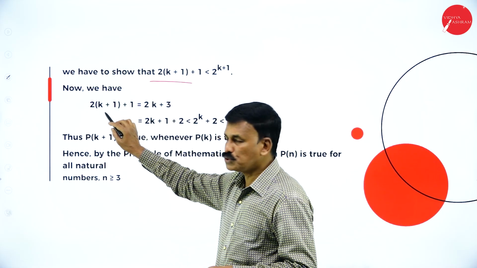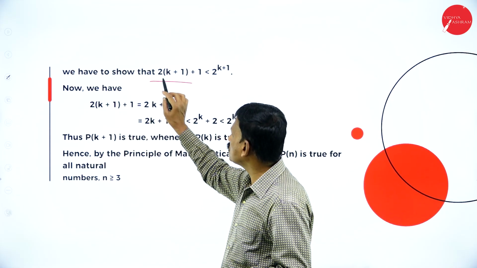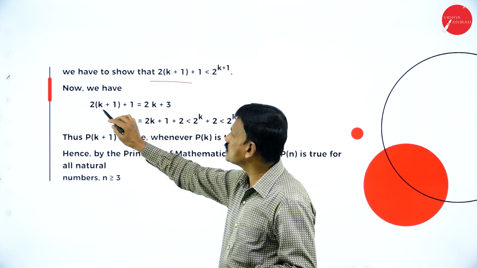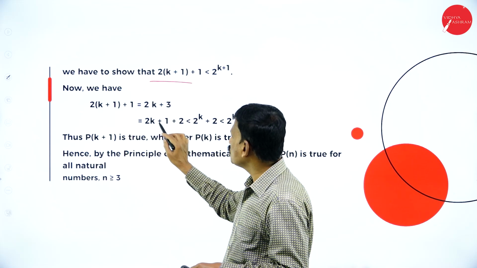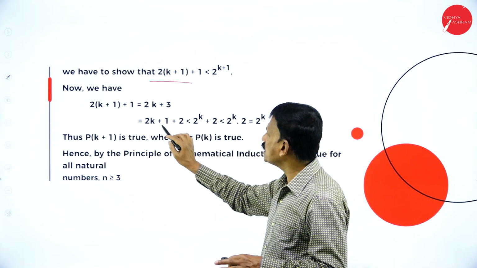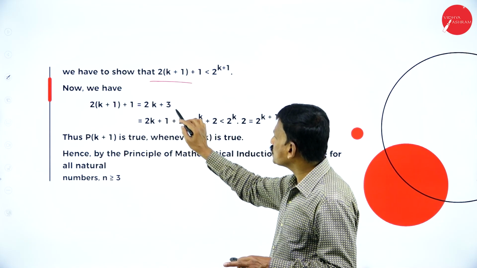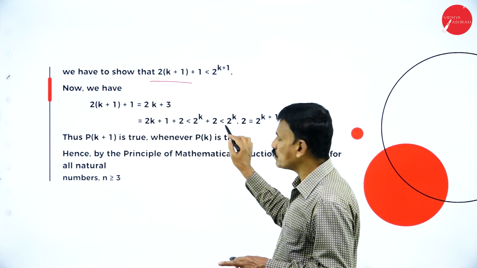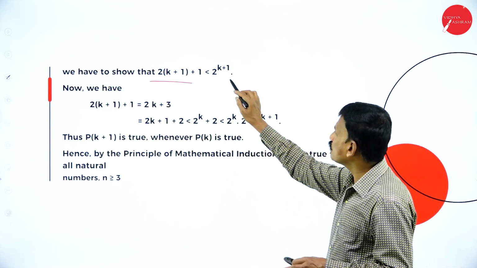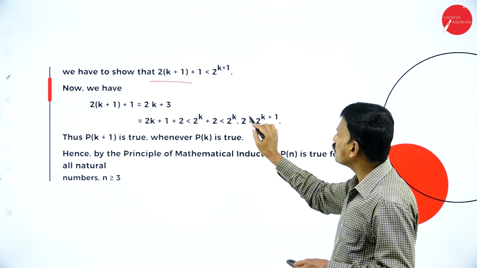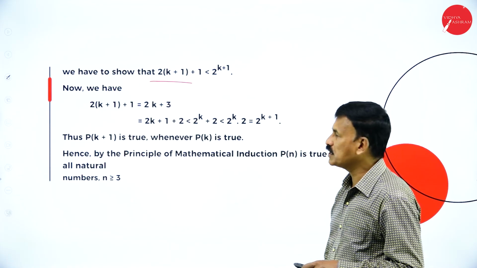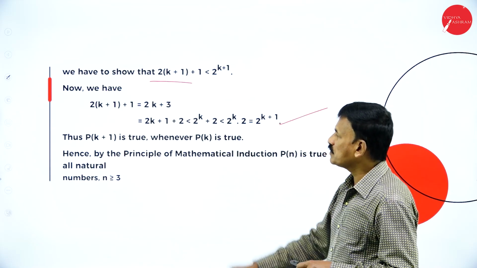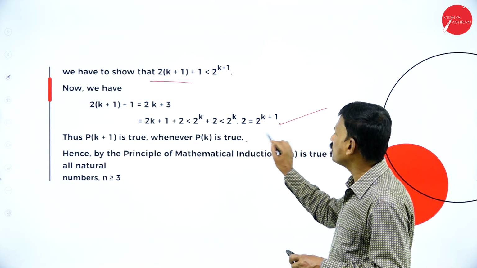So we have 2k plus 3, which can be written as 2k plus 1 plus 2. This is less than 2 to the power of k plus 2, which is less than 2 to the power of k into 2 to the power of 1, which is 2. So 2 to the power of k into 2 is nothing but 2 to the power of k plus 1. That means P of k plus 1 is also true when P of k is true.